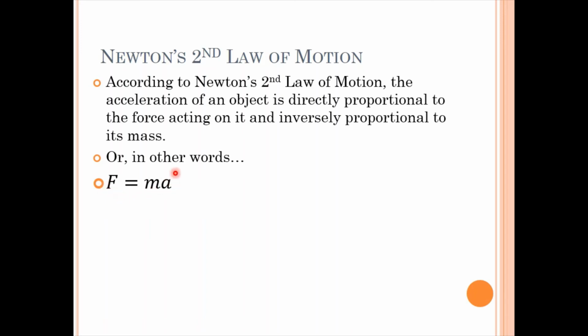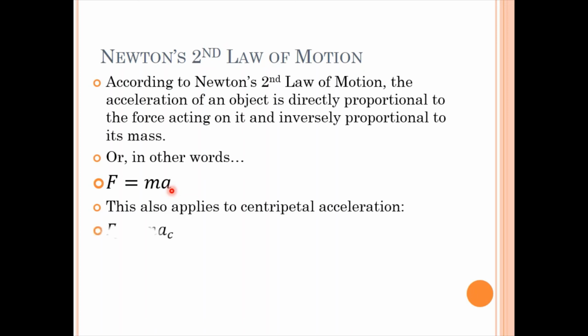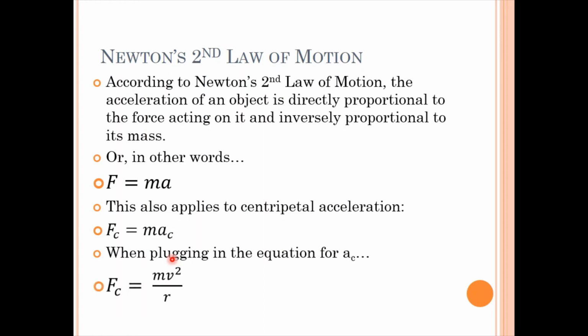So if that acceleration there were a centripetal acceleration, then if we multiply m times the stuff for centripetal acceleration, we can get a new equation for the centripetal force. So the centripetal force, CF, equals m a_c, the centripetal acceleration. So if we plug in the equation for a_c, the centripetal acceleration being v squared over r, then we end up with the equation for centripetal force being m v squared over r.